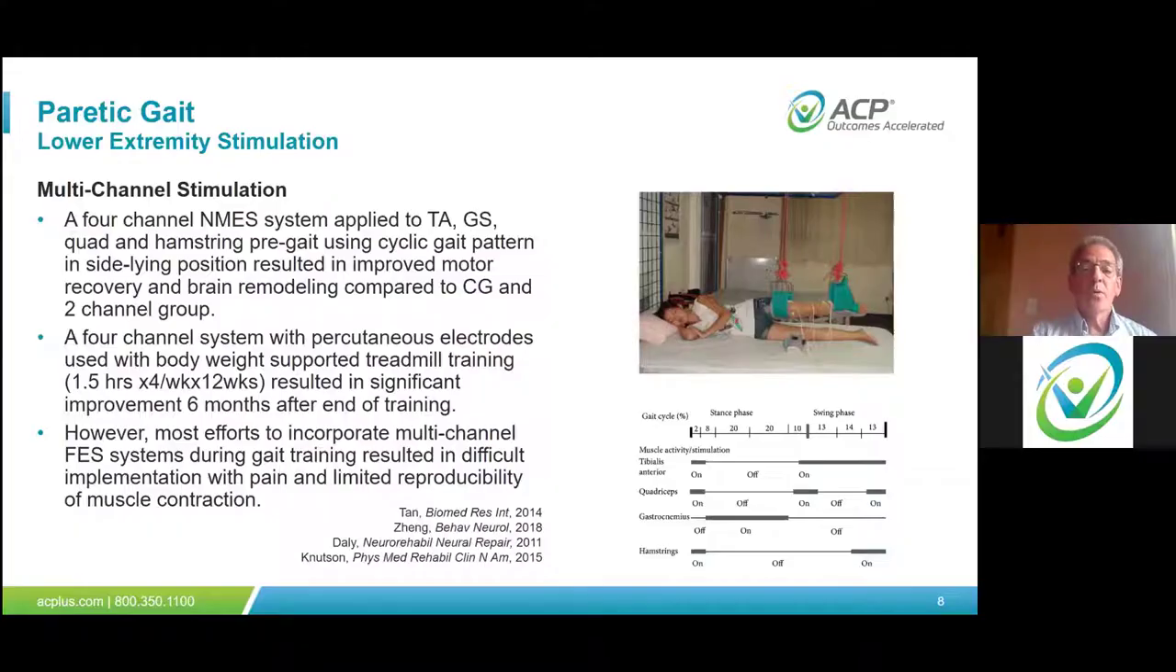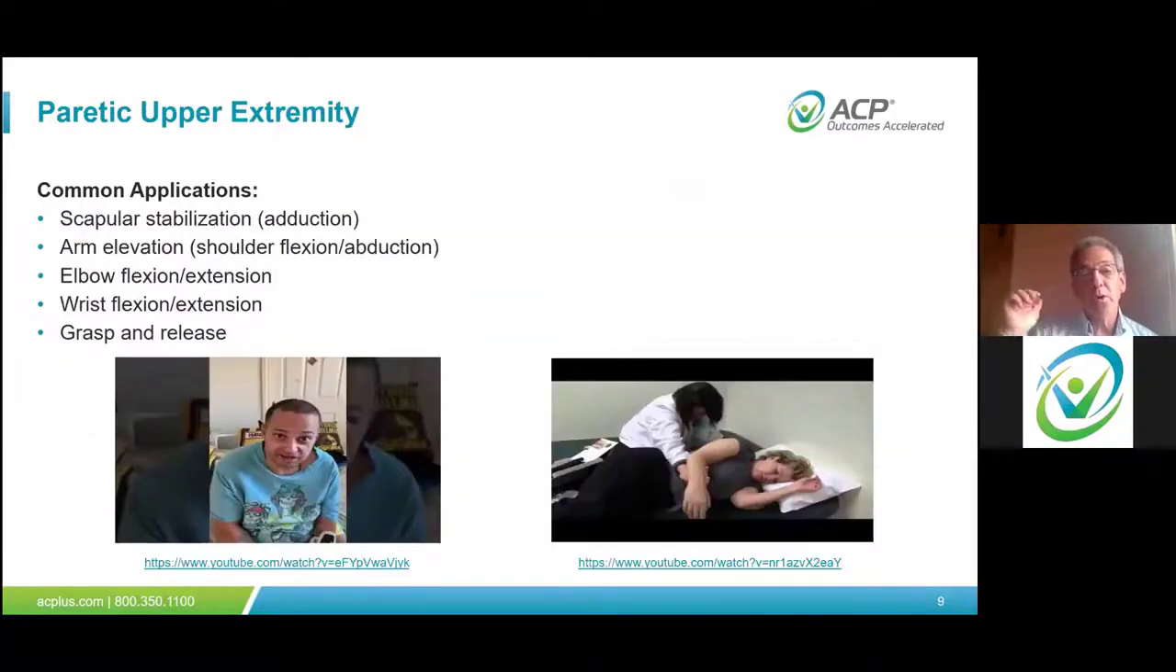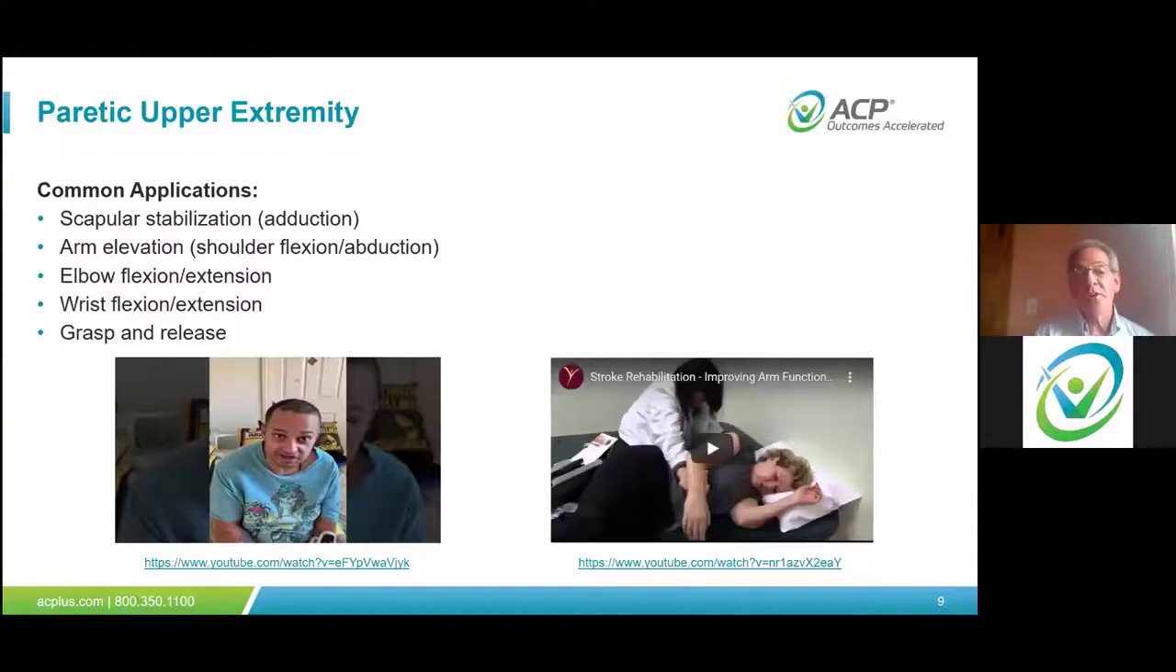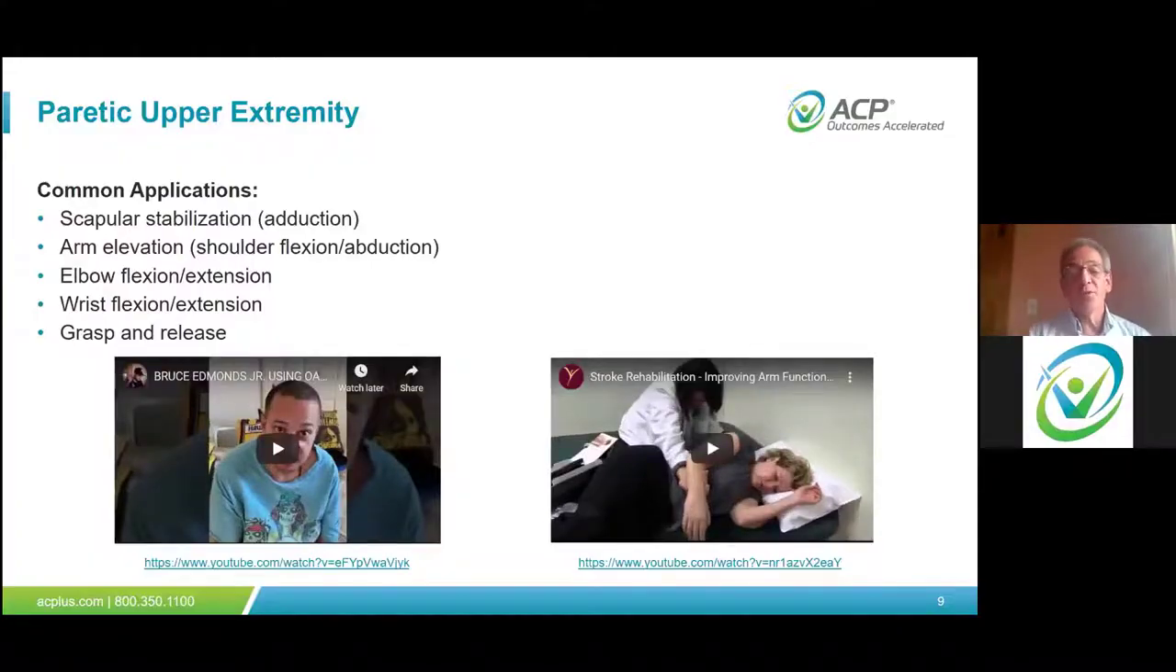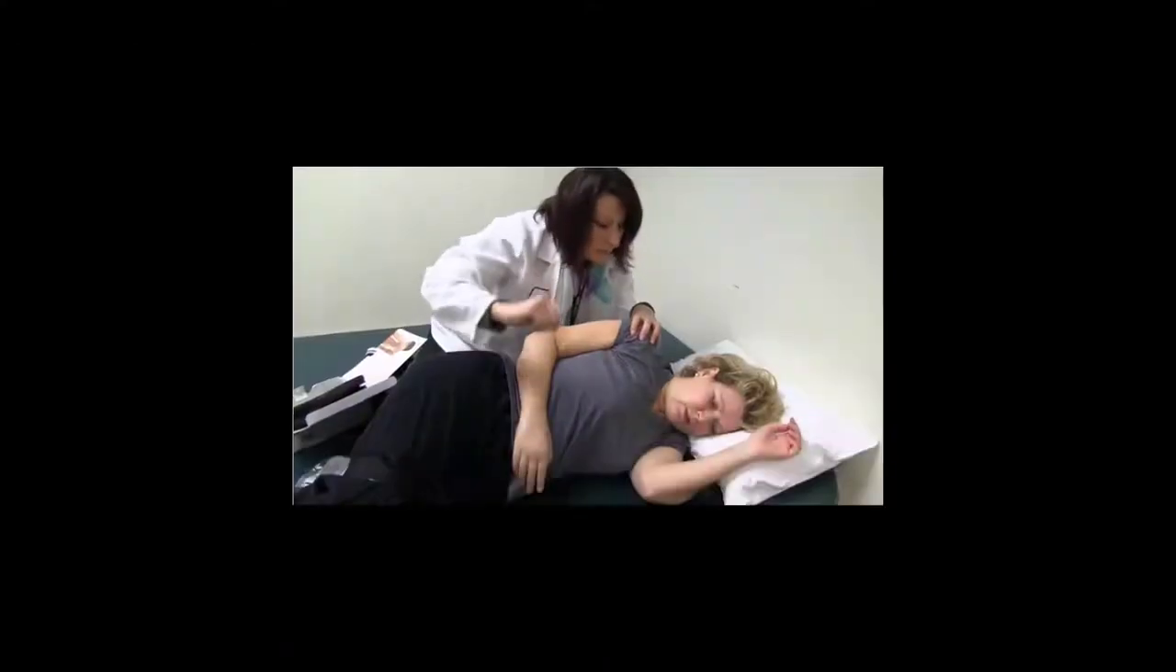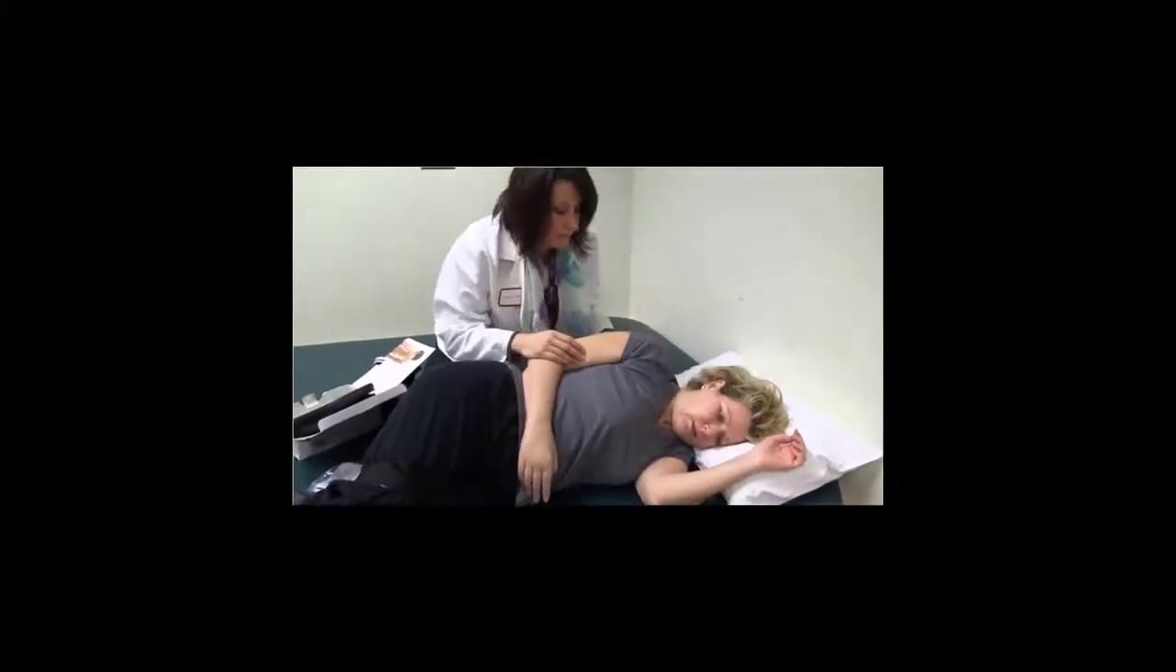All right, we're going to move on now to looking at applications for upper extremity, and they are quite varied. So applications for upper extremity could incorporate stabilization of the scapula, reduction of subluxation, elevation of the arm, flexion and extension of the elbow, flexion extension of the wrist, as well as incorporating grasp and release function. With the arm dangling over the edge, where you're having to really fire this muscle.